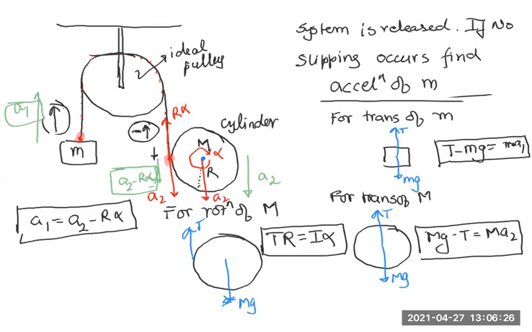Okay, so now I have four equations to solve. I want to find the value of A1. So what I'm going to do is that I'm going to sort of put everything in terms of A1. So I have T minus mg is equal to ma1. Now I want to write the second equation, mg minus.